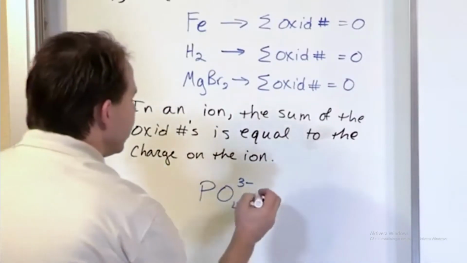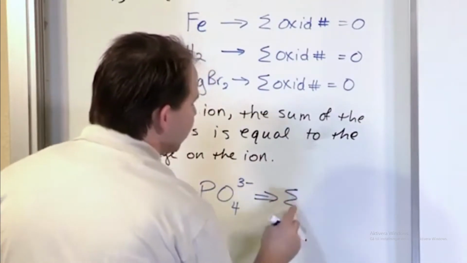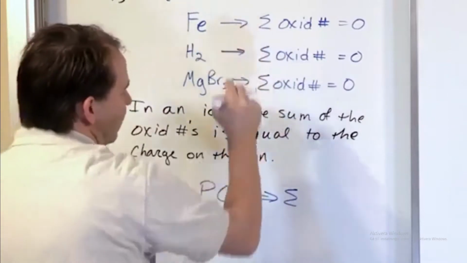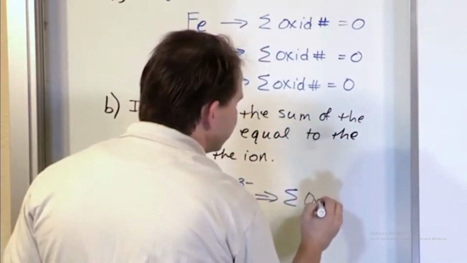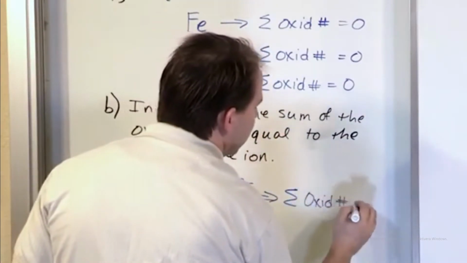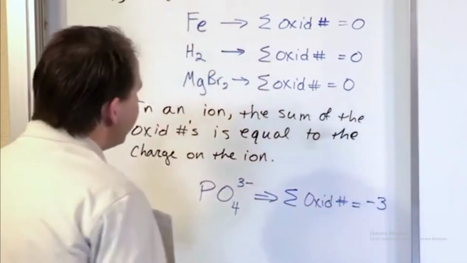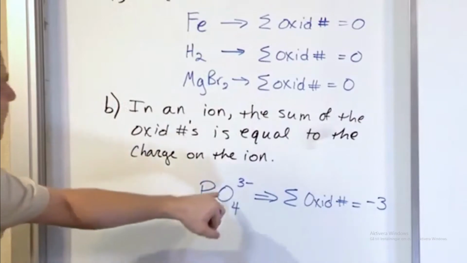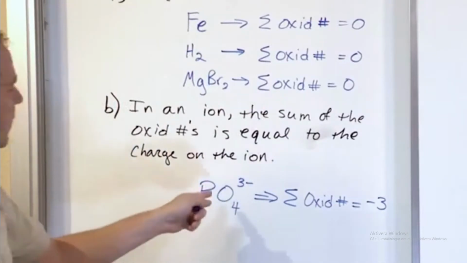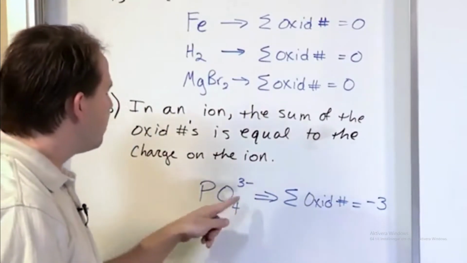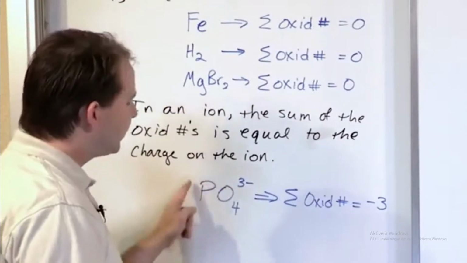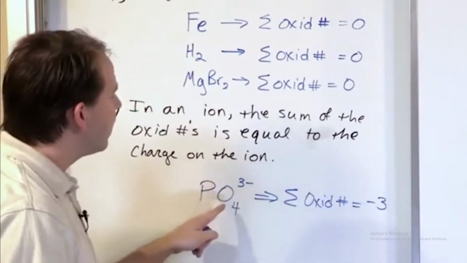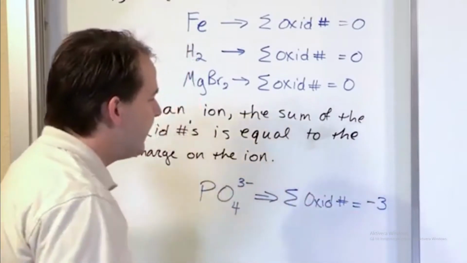And that means here that the sum, this little sigma here means sum, it means you add everything together. The sum of the oxidation numbers has got to be equal to -3. So if I find the oxidation number of this guy, and if I find the oxidation number of this oxygen here, and then if I multiply by the subscripts and add all the oxidation numbers of everything in here, it's going to equal -3, right?